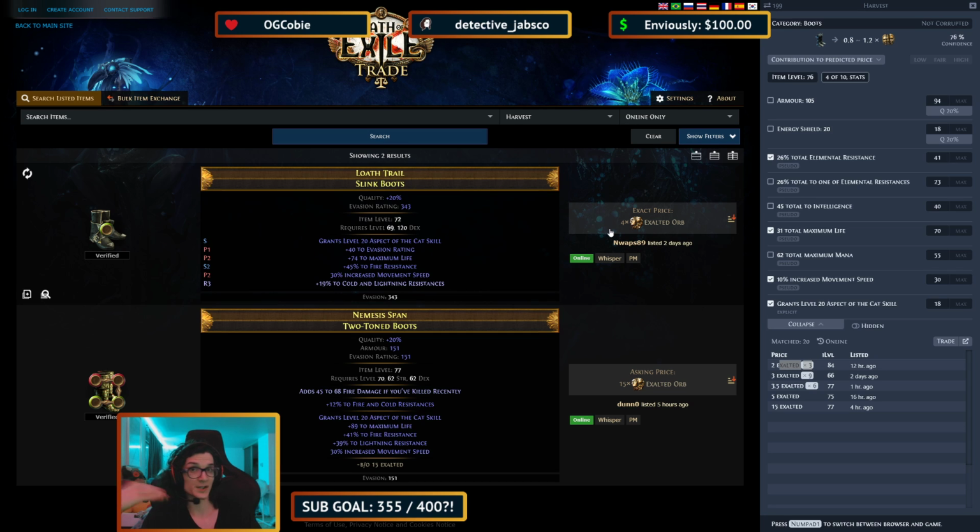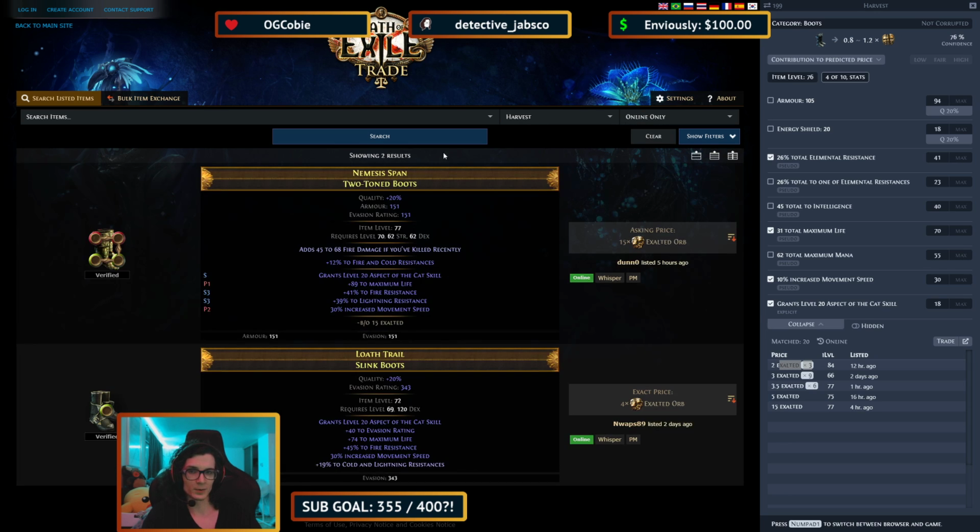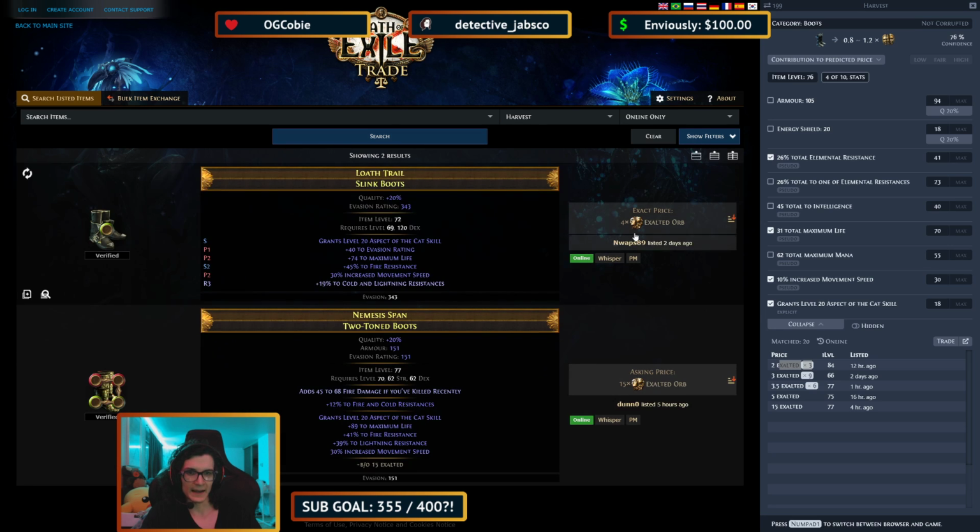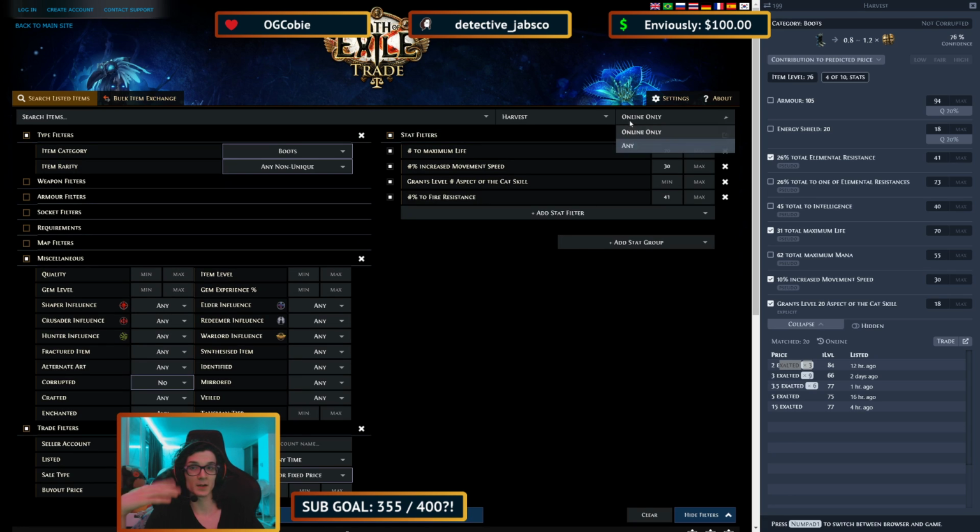If you were to price your pair of boots for 4 exalts, it would never sell, just like this isn't selling, as you can see, 2 days ago. The reason being, well, this actually is worth more given the fact that there is a double resistance on it. But the reason for that is because essentially you are just being way too specific with your filter instead of being a lot more broad.